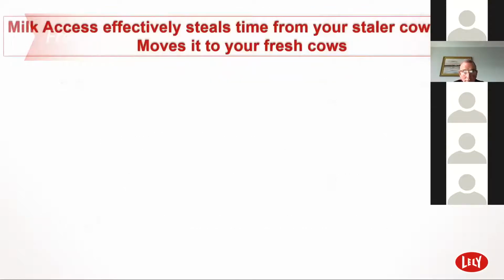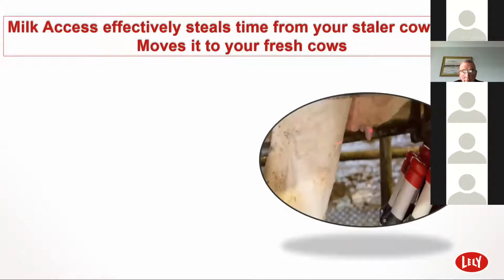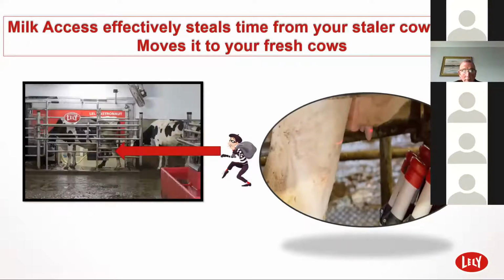So, basically, what milk access effectively does is steal time from your staler cows and move it to fresh cows. And that's how your robot becomes efficient and profitable, because the right cows are getting milked when they want, and also the staler cows are still giving milk. We're not knocking them in the head, but they can carry a lot longer, because in a parlour situation, milking twice a day, a cow giving 20 litres, expecting her to carry 10 is nothing for her. She probably was carrying a lot more in the parlour in that situation.